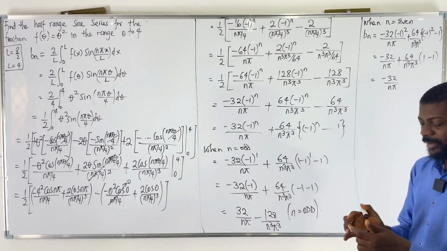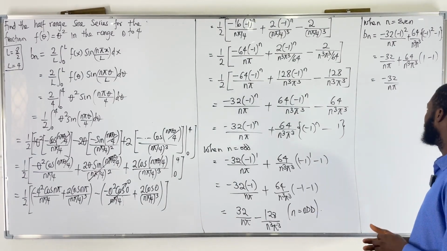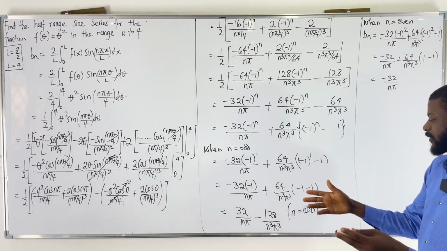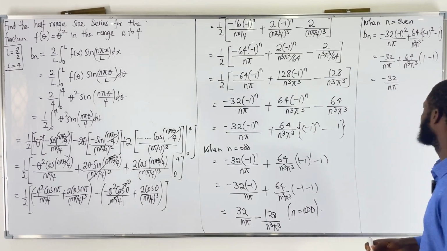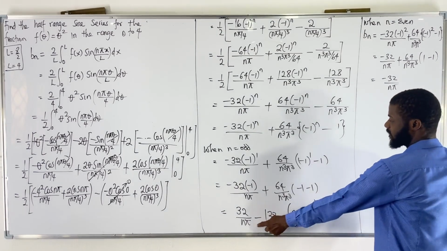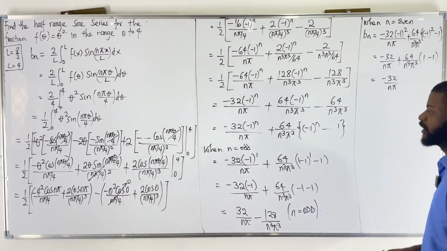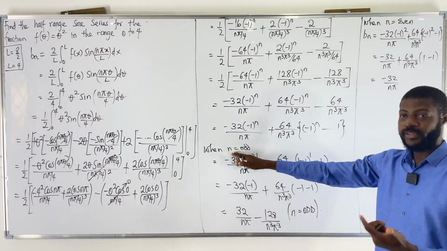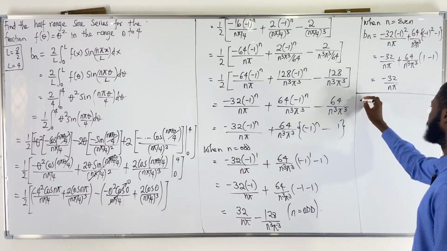Many a times I try my best to see if I can make my expression much more beautiful. I kind of try to see if I can do that. But sometimes it's actually very difficult. So what I'm going to do next is, since this is when n is odd, I want to find b1, b3, b5 for the odd values. So let me find b1.